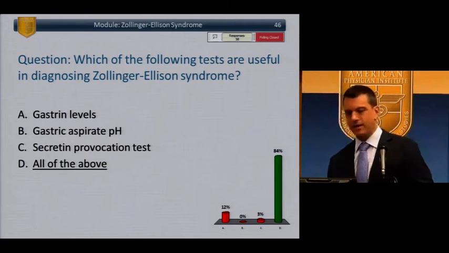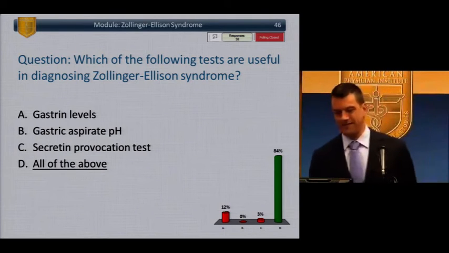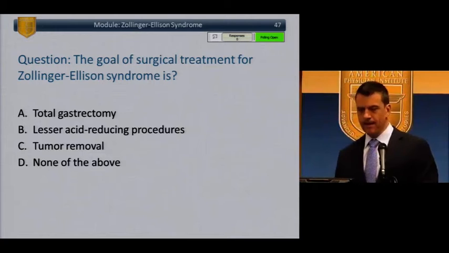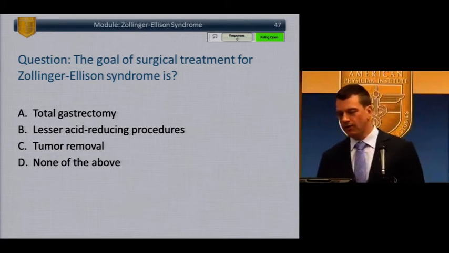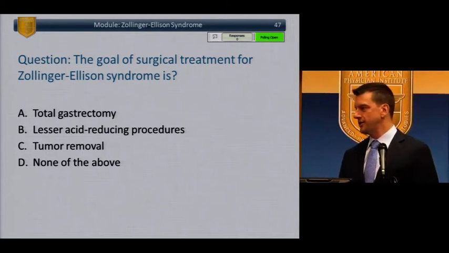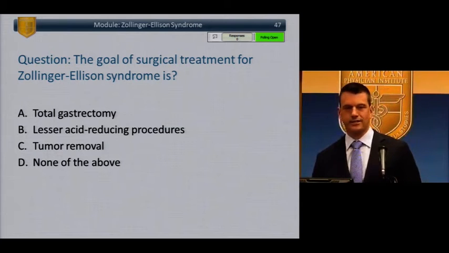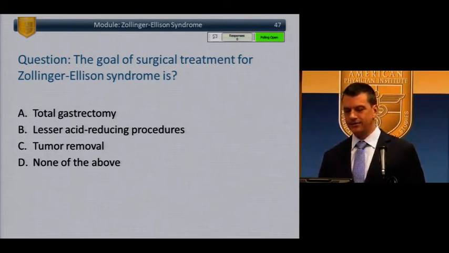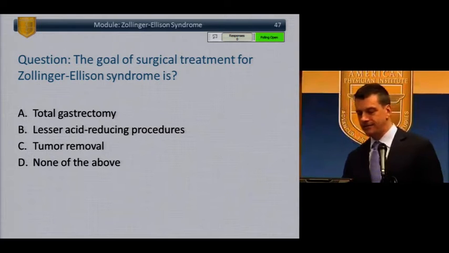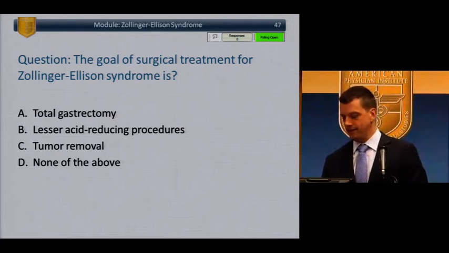Excellent. Just about everyone got that. We'll go into more detail on all of these various tests. I have another question. The goal of surgical treatment for Zollinger-Ellison syndrome is A, total gastrectomy, B, lesser acid reducing procedures, C, tumor removal, or D, none of the above.